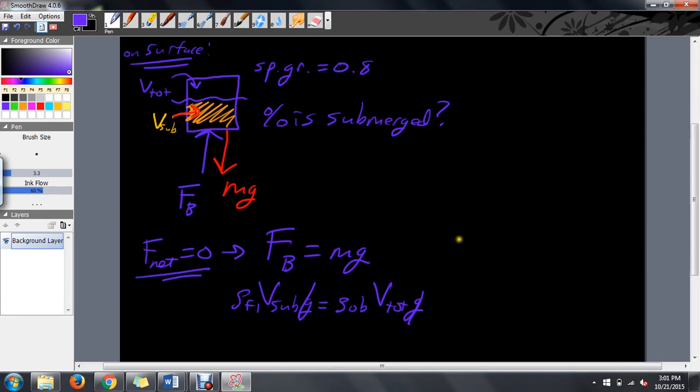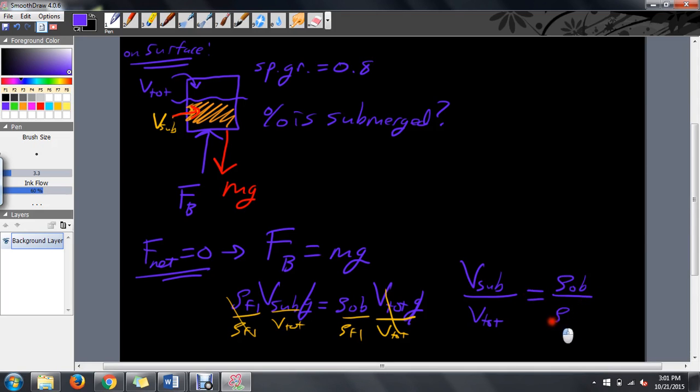and we end up getting that for something floating on a surface, we get that the ratio, so here's what I'm going to do, a little fancy algebra. I'm going to divide both sides by V total, and I'm going to divide both sides by density of the fluid. So I end up getting a cool little ratio here, which says that the ratio of the submerged volume to the total volume is the ratio of the object density to the fluid density. Isn't that cool? So it's just a ratio.